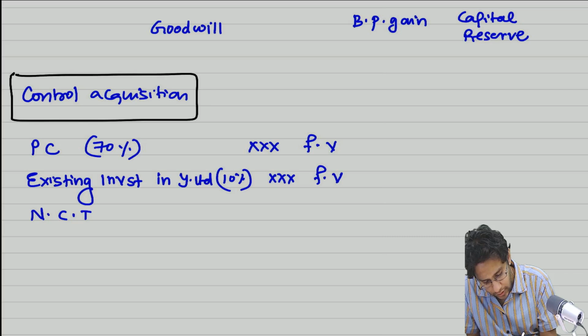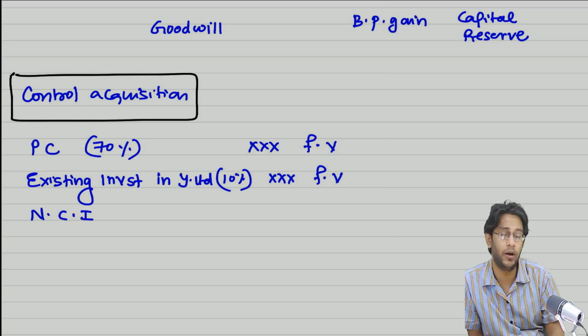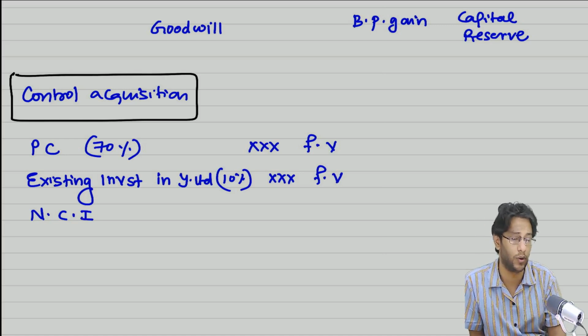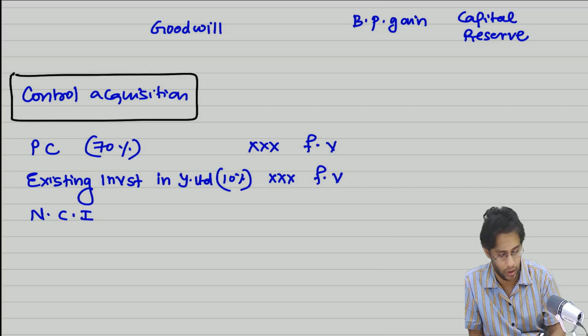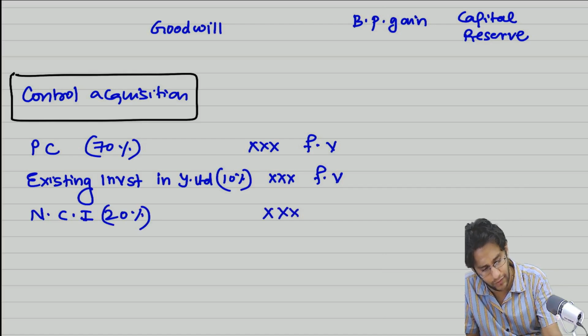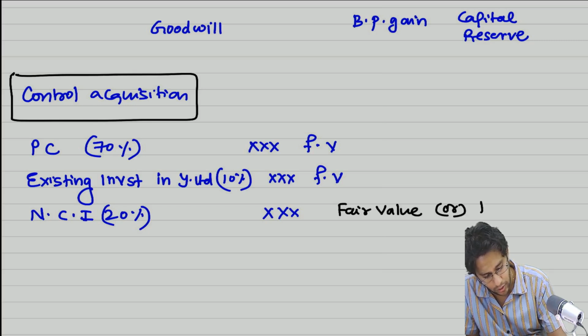Then the non-controlling interest. You acquired 70 now, you are already having 10, total you are having 80. The other 20% shareholding in Y Limited, which you don't own, is called non-controlling interest. In non-controlling interest also you have to consider here. Here you have a choice. Either you can measure this NCI on acquisition date at fair value or at proportionate share of net assets.